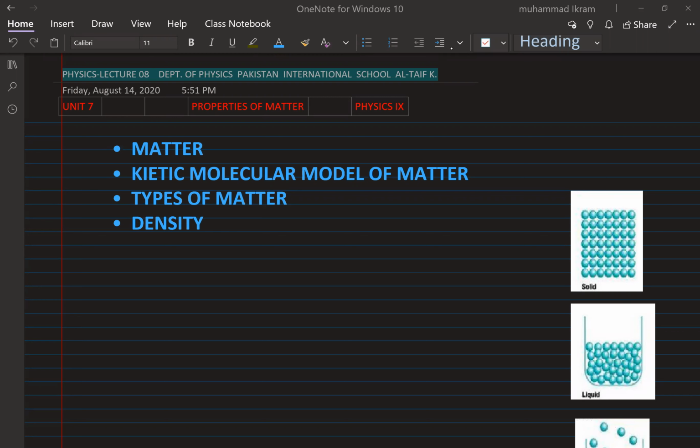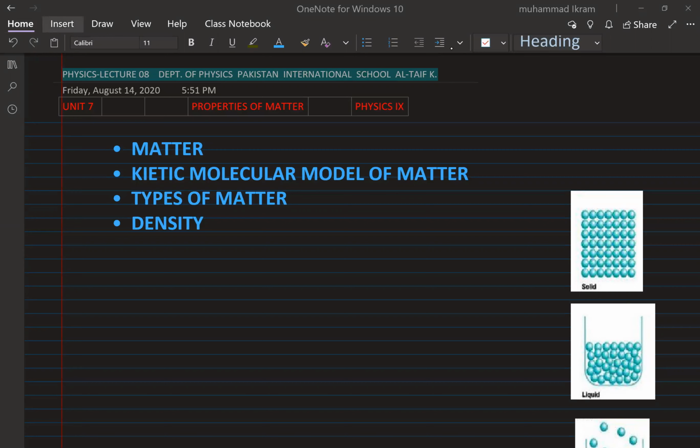Today we will start from unit number 7, the properties of matter. Unit number 7 consists of the properties of matter. So let us start with the name of Allah Almighty. Bismillah ar-Rahman ar-Rahim. The first topic, the first point, is matter.